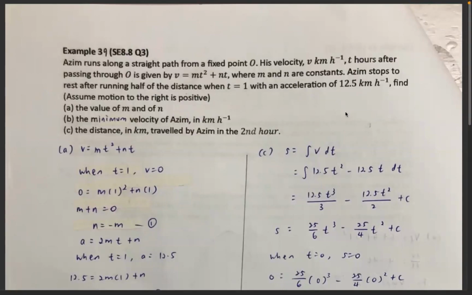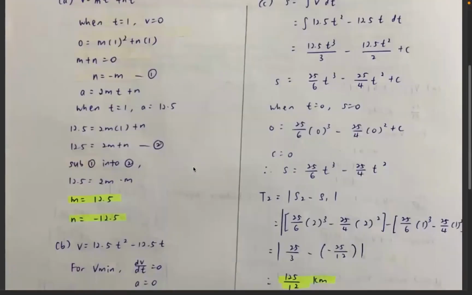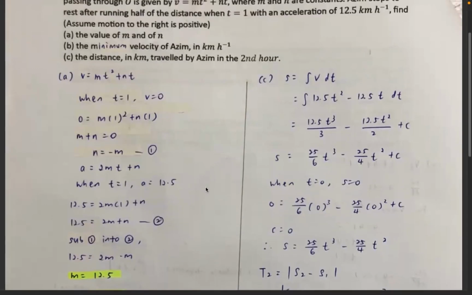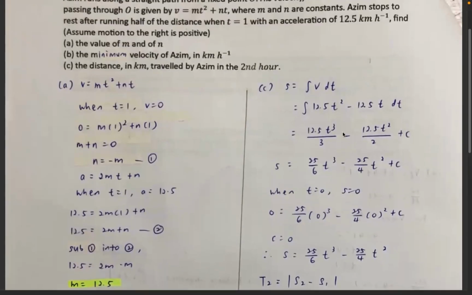C. Find the distance traveled by Azim in the second hour. There are two different methods to solve this question. The first method is we try to get the displacement function first. For the displacement function, it equals the integral of V dt. V is 12.5t squared minus 12.5t. So I substitute here, then we do integration. After that, there is a plus C at the back.